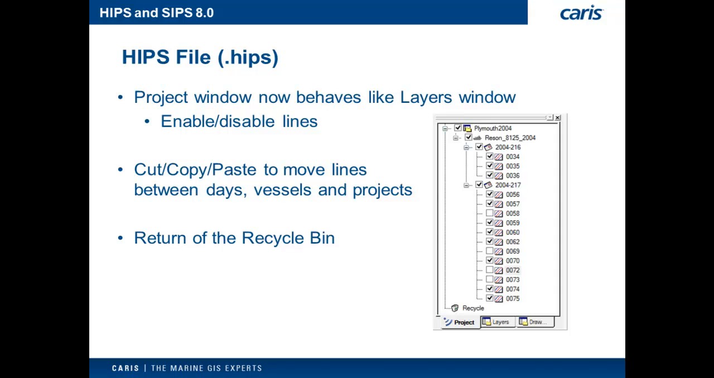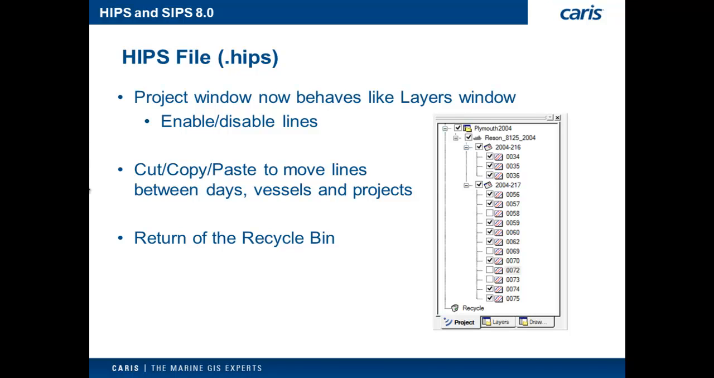So that means we couldn't support opening a single line or a group of lines in the application anymore. To replace that, we came up with making the project window behave a bit more like the layers window by adding checkboxes to everything. So that lets you turn lines on and off in the display, and when they're off, they behave as if they aren't even open. So they don't show up in the editors and processes won't be applied to them.